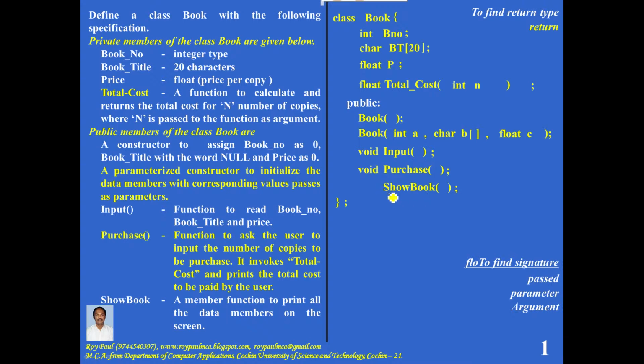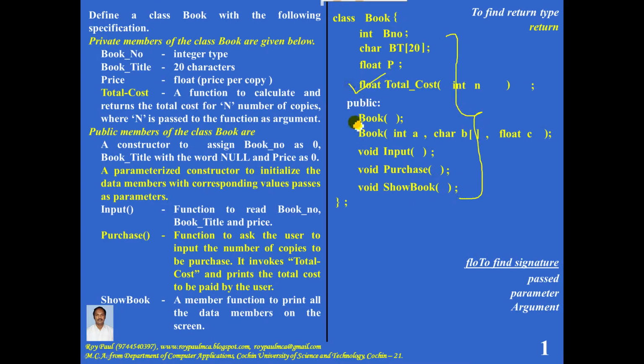Show book. Straight away write the name of the function, function symbol, semicolon. Find the return type, find the signature. Return type: when you read the explanation, the word return is not there, so return type is void. The words passed, parameter, argument are not there, so signature part is empty. So class declaration is over.